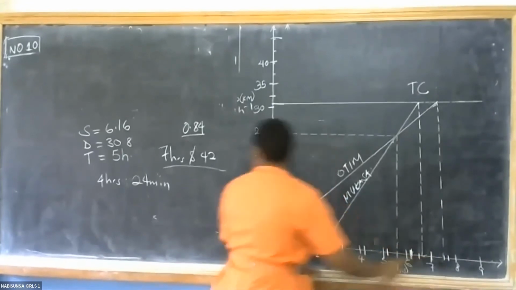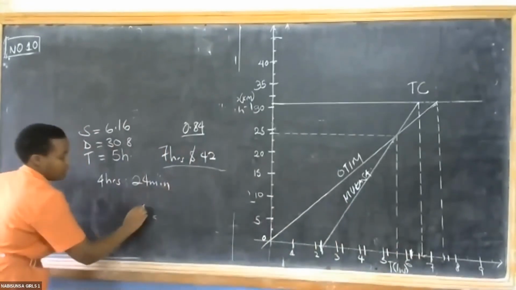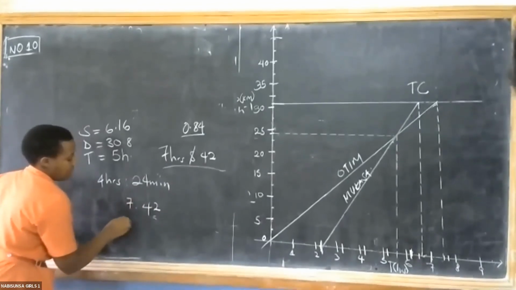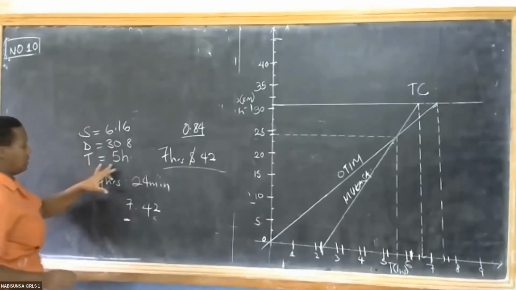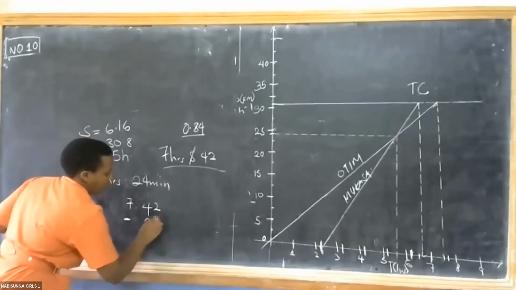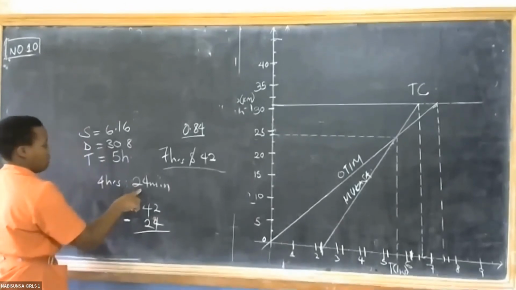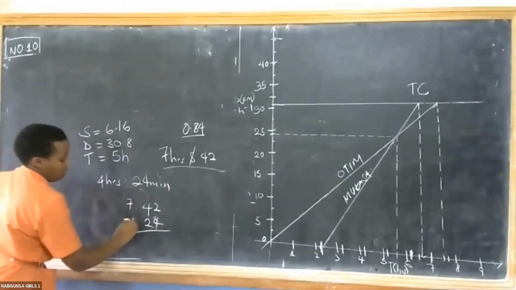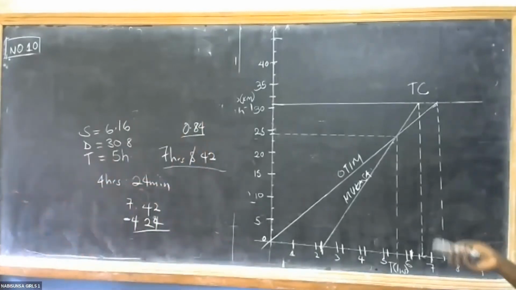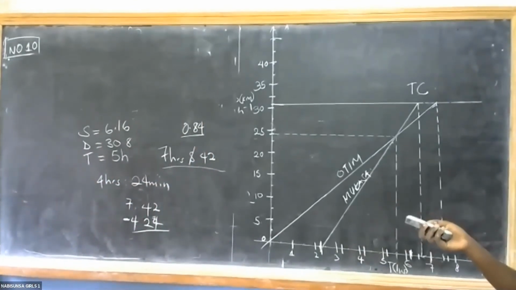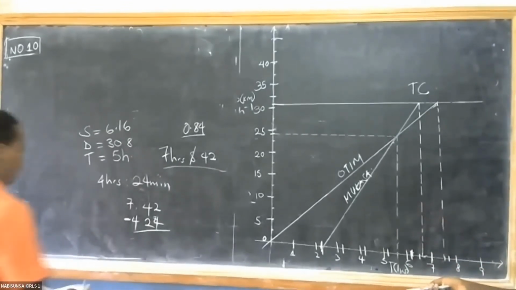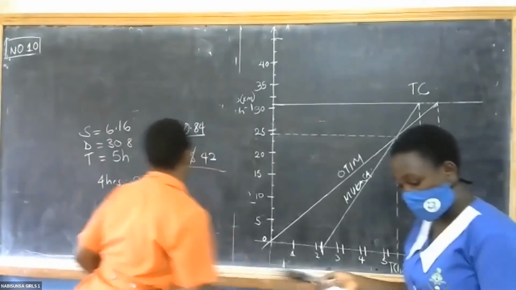So we come and get the 42 minutes, minus the 5 hours. Minus the 24 minutes we have used and the 4 hours, is going to give us 3 hours, 22 minutes. 3 hours, 18.